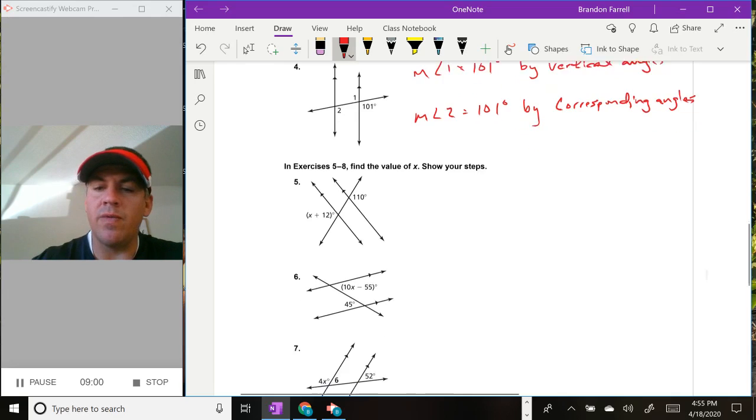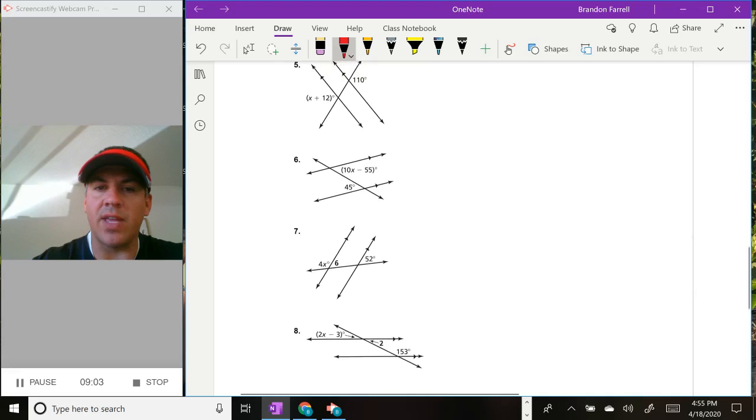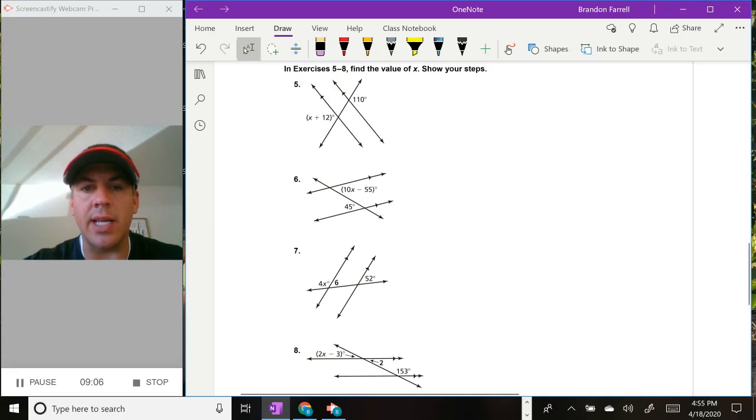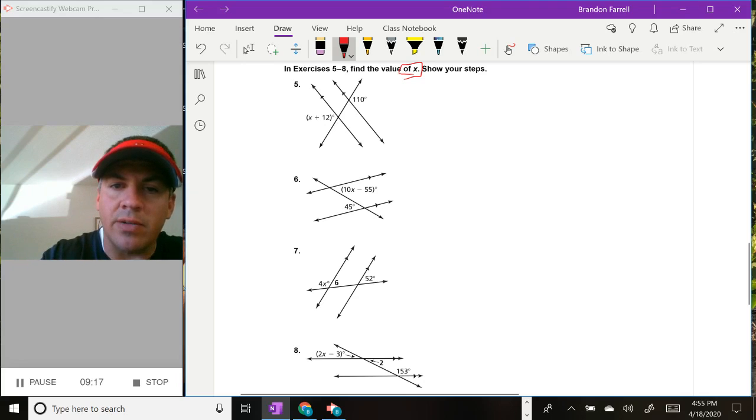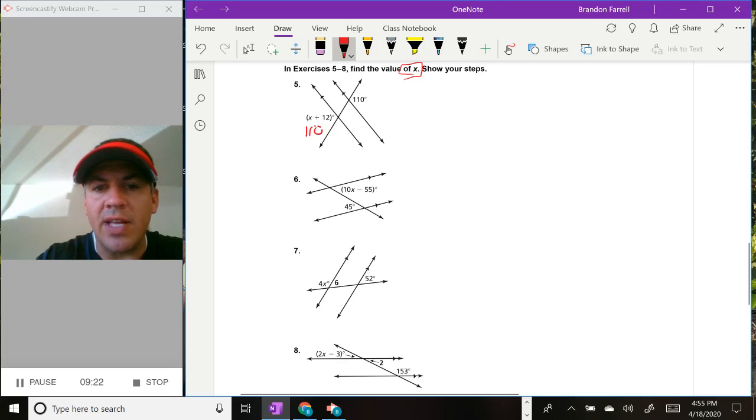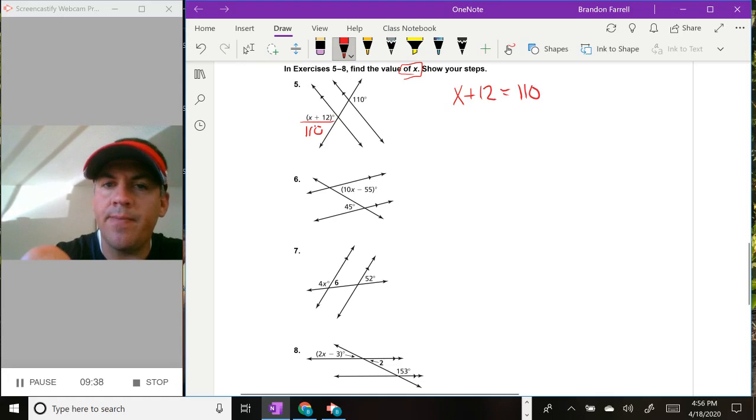Okay, we move down here to the last 4 problems of the extra practice where we're trying to create a relationship and find out what x is. The objective is to find out what x is, not to find out what the measure of the angle is, because we're going to be able to find out what that measure is just because we know the relationship, and that's going to be 110 degrees. Well, if that's going to be 110 degrees, then we have to set this equation to equal 110 degrees. So in number 5 we set up x plus 12 is equal to 110.